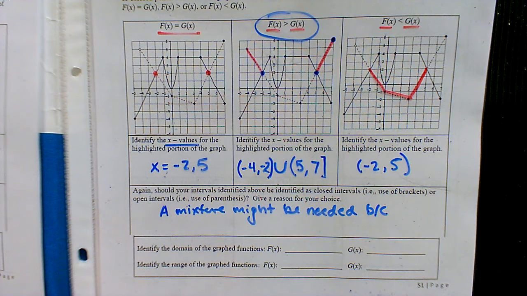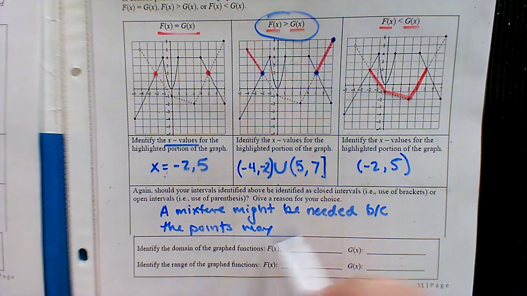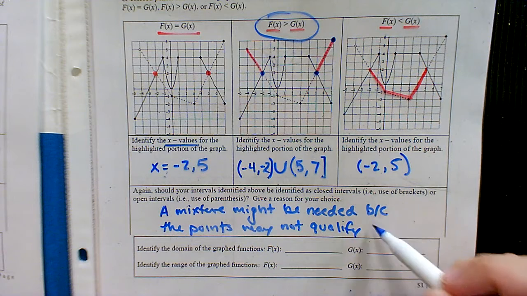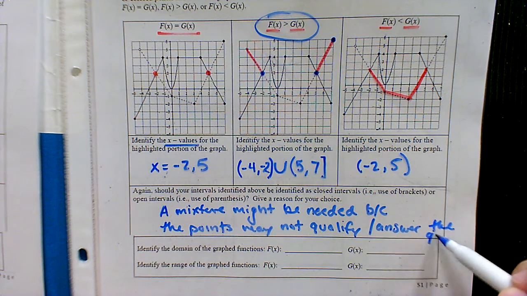So we'll say a mixture might be needed because... how do you want to phrase the rest of it? Why do you think we would need a mixture? Yeah. The points might not qualify. Okay. Because the points may not qualify / answer the question.